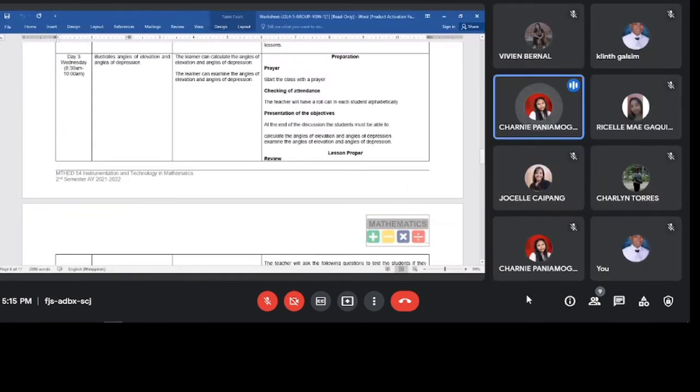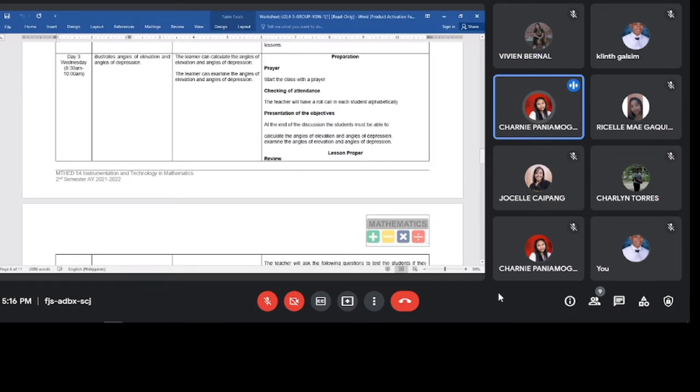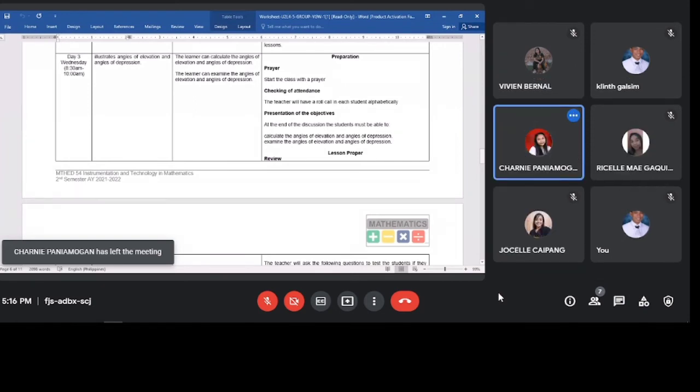For the learning competency, it is illustrate angles of elevation and angles of depression. For the specific daily learning outcomes, first, the learner can calculate the angles of elevation and angles of depression. Second, the learner can examine the angles of elevation and angles of depression.